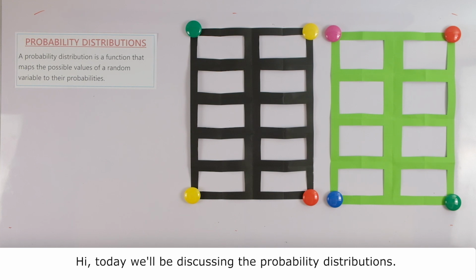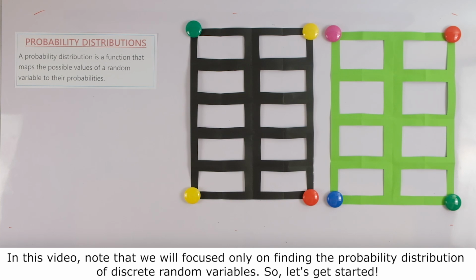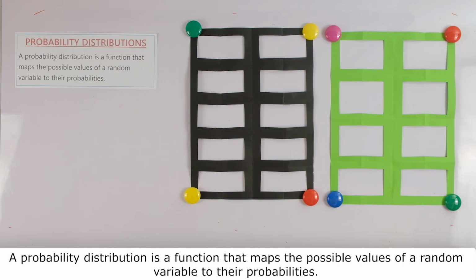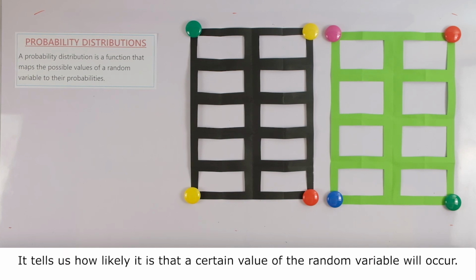Hi, today we'll be discussing probability distributions. In this video, note that we will focus only on finding the probability distribution of discrete random variables. So, let's get started. A probability distribution is a function that maps the possible values of a random variable to their probabilities. It tells us how likely it is that a certain value of a random variable will occur.